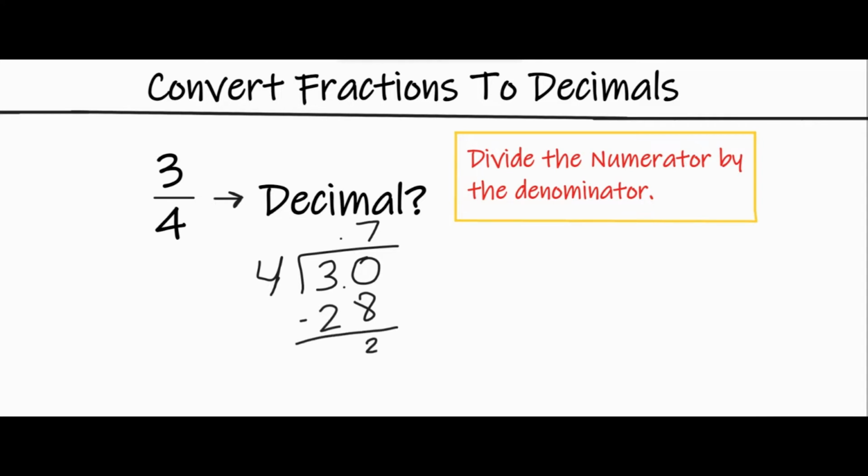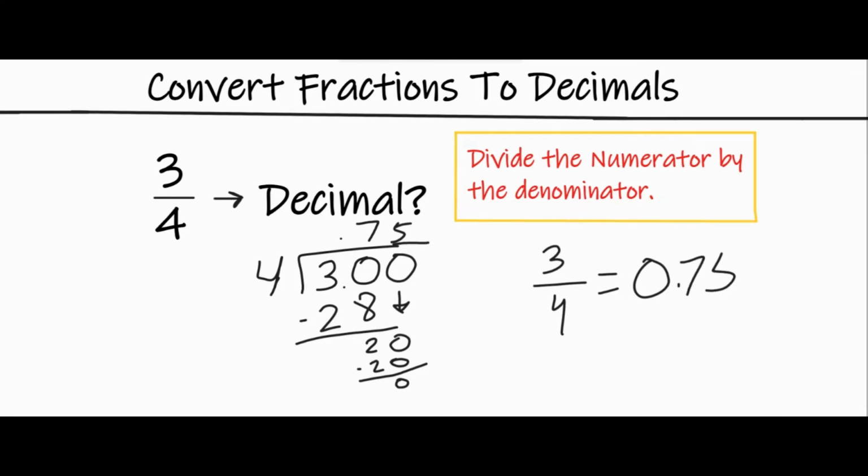30 minus 28 is 2, so we add another 0, bring that straight down, so we have 20. 20 divided by 4 is 5, and 5 times 4 is 20. 20 minus 20 is 0, so we are done. That means that 3/4 is equal to 0.75.